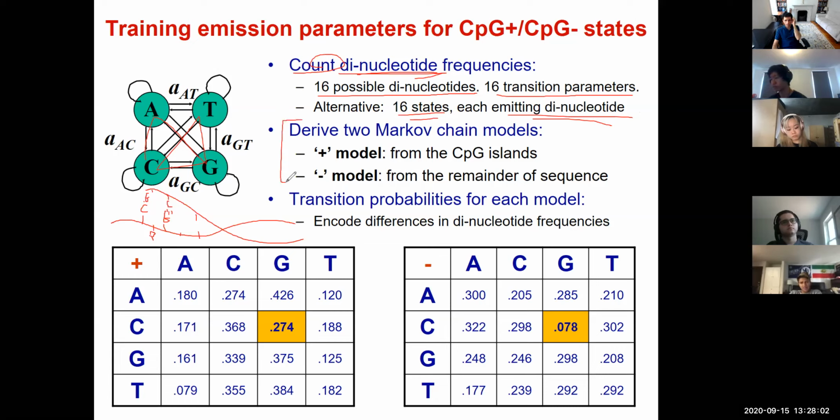So what we're going to learn is two different Markov chains. The plus model is going to be the CpG model, where C followed by G is actually very frequent. And the second one is the CpG minus model, where C followed by G is much less frequent. So the transition probabilities for each model are going to be encoding the differences in dinucleotide frequencies.